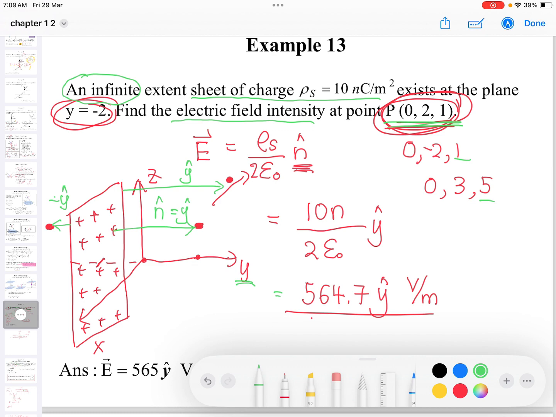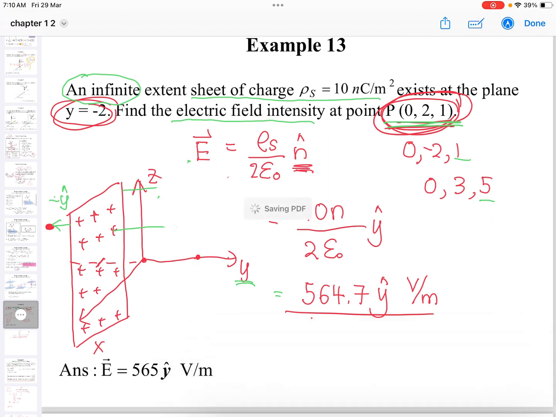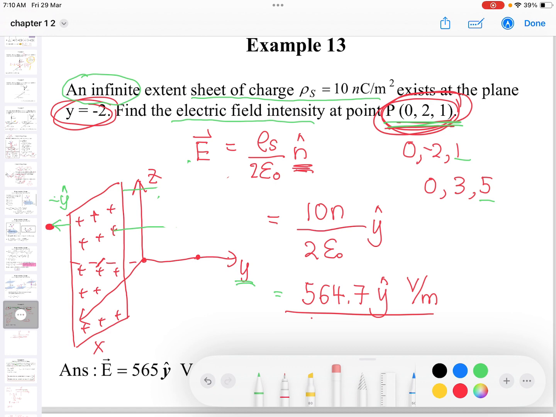First of all, let us draw this plane. The plane is located at the position -2 over here, and all the positive charges are on the surface. Now your observation point is 0, 2, 1. X is 0, y is 2, and going up. So this one is your observation point.